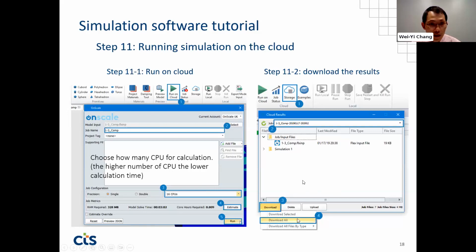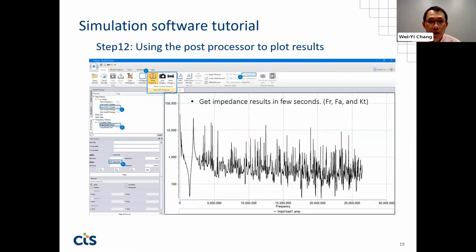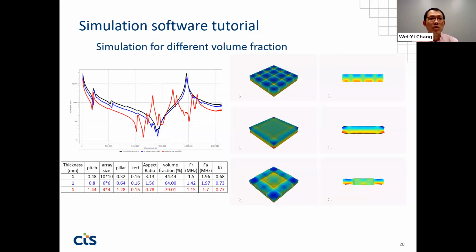Here is another impedance result. So we just download the result and then do the calculation. It just takes a few seconds to get the impedance result. So here we can see the resonant frequency is around 1.5 megahertz, and then the anti-resonant frequency is about 2 megahertz. And based on this one, I do the shape data in here as well.